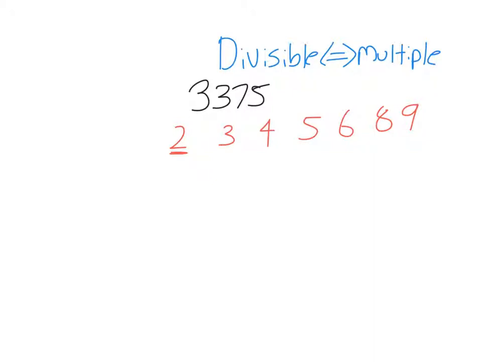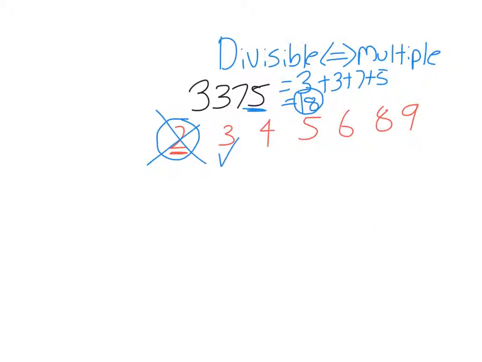So for 2, if we're checking whether or not a number is divisible by 2, we just need to see if it's even. Well, this number's not even because the last digit's 5. So this number's not divisible by 2. The divisibility test for 3 is add up its digits. So 3 plus 3 plus 7 plus 5. If I do that, I get 18. If the sum of the digits is a multiple of 3, then the number is a multiple of 3 and divisible by 3. So clearly, this 18 is a multiple of 3, so yes, this number is divisible by 3.